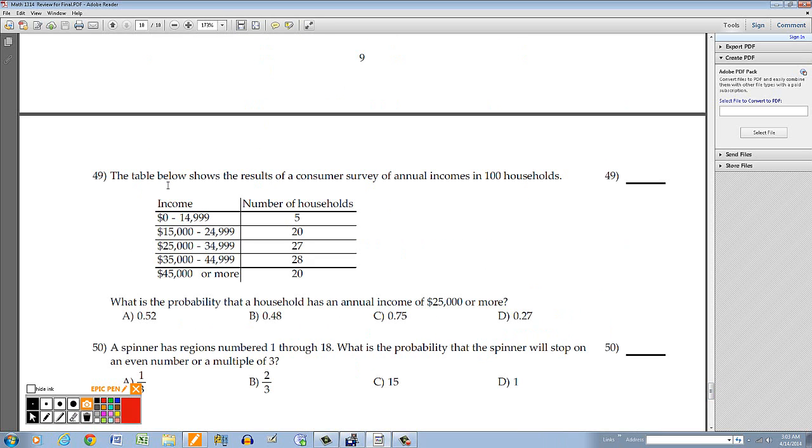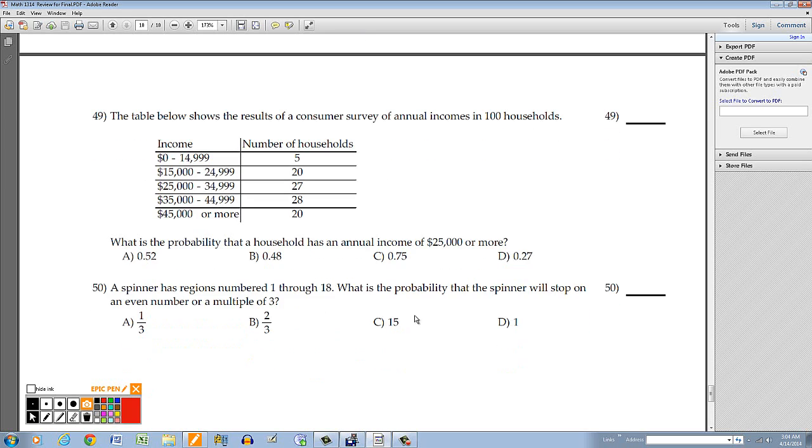The next one, the table below shows the results of a consumer survey of annual incomes in 100 households. What is the probability that a household has an annual income of $25,000 or more? Okay, $25,000 or more. That's this category right here. So basically then we take the 27 and the 28 and the 20 and we add them up and we get 75. And of course the total is 100, so convert that to a probability. That's 75 over 100 or 0.75. So the probability is 0.75 or C.